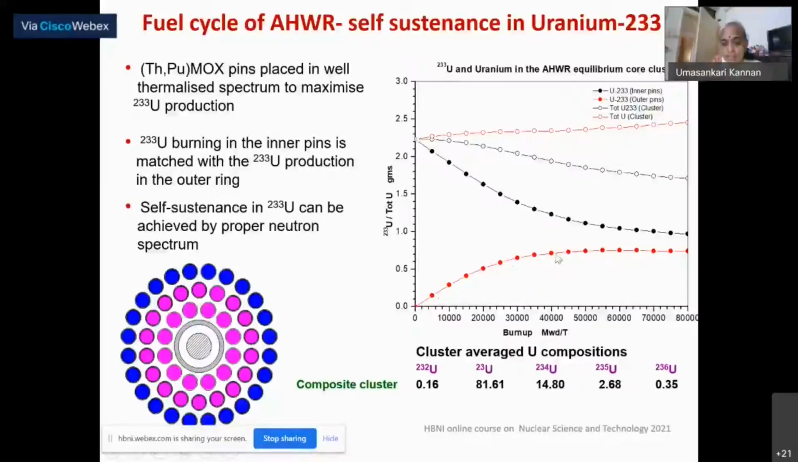So this is the increase of the uranium in the outer pins, and this is the decrease in the inner pins. And thereby the net uranium, you can see that it is in the self-sustaining mode, or I get the same uranium 233 what we have put inside in this cluster after its irradiation period.